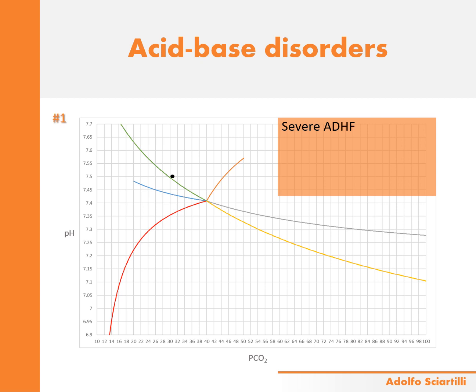A patient develops acutely decompensated heart failure, yielding an increased respiratory rate, that lowers the pCO2 and increases the pH. The initial acid-base disorder is therefore a respiratory alkalosis. pH is 7.5 and pCO2 is around 31. The graph helps identifying the presence of compensation, without further calculation.